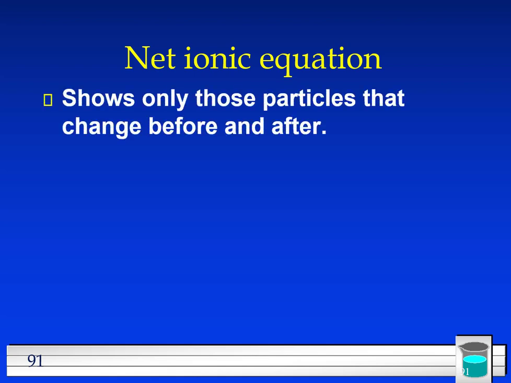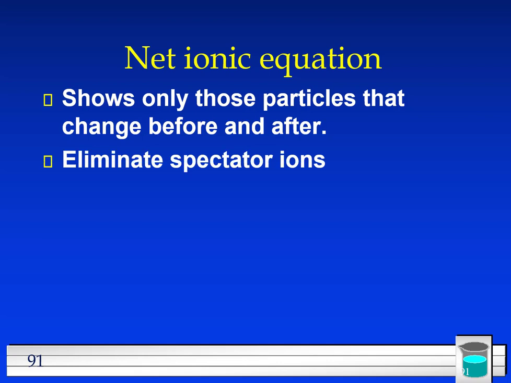Net ionic equation shows only those things that really changed. So when we wrote that Fe3 plus and OH minus makes Fe(OH)3, that is the net ionic equation. We only include the things that really changed. So we do what you're not allowed to do at sporting events. Eliminate the spectators.